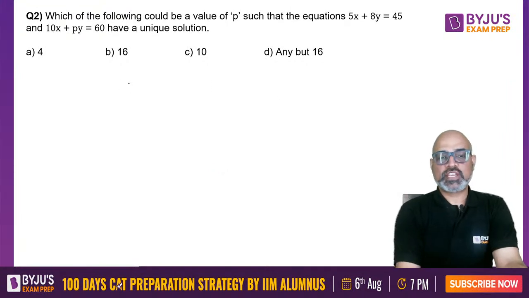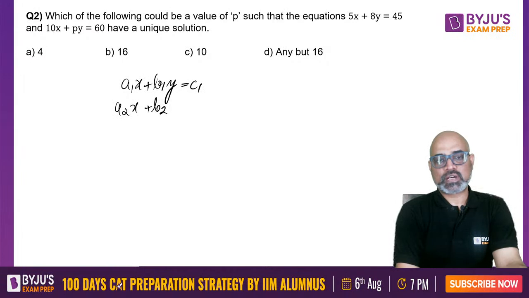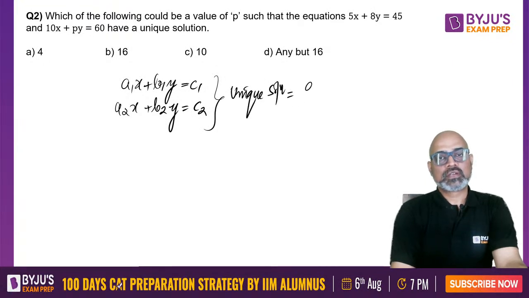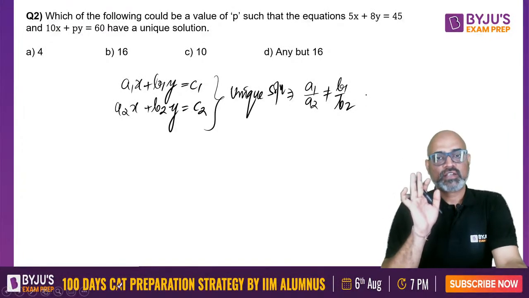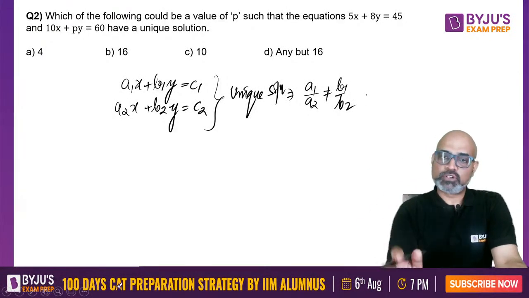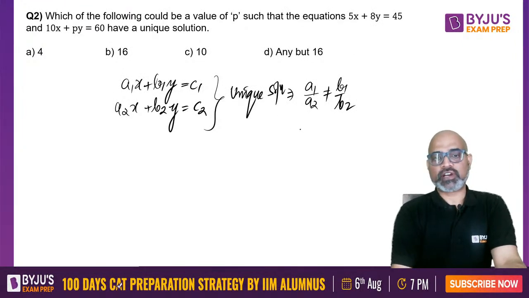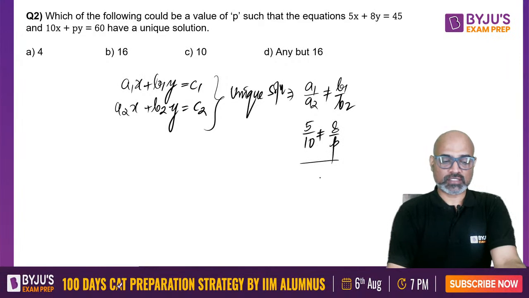For a unique solution, if you have a1x plus b1y is equal to c1 and a2x plus b2y is equal to c2, what is the condition to have a unique solution? That a1 upon a2 should not be equal to b1 upon b2. That's it. There is no relation with c1 upon c2, right? a1 upon a2 should not be equal to b1 upon b2. So if you put in the values, you will get 5 upon 10 should not be equal to 8 upon p. And from here, you will get your answer, which is going to be D.